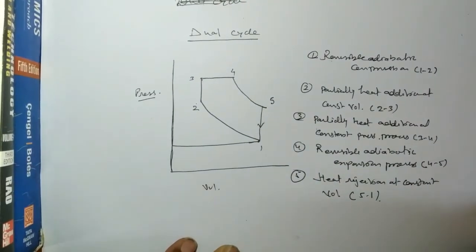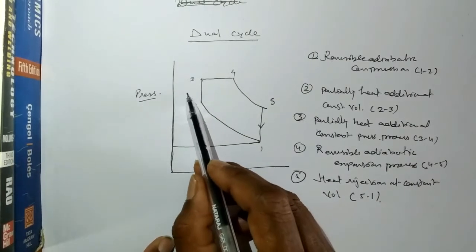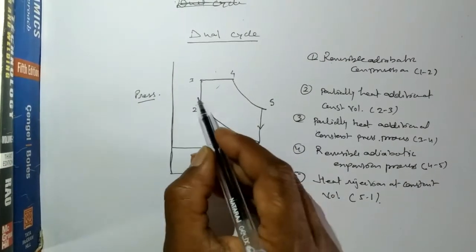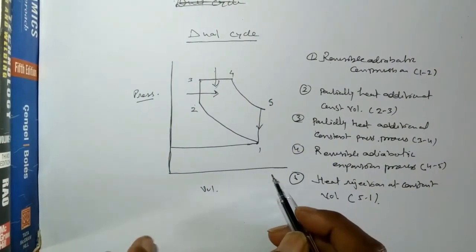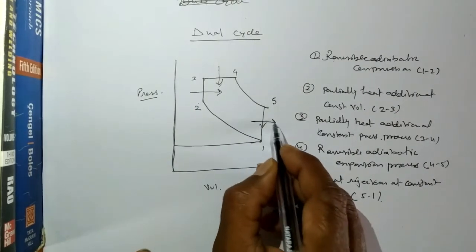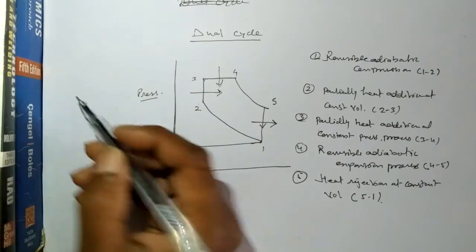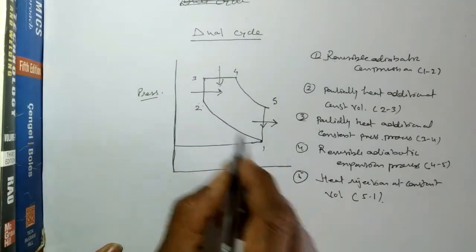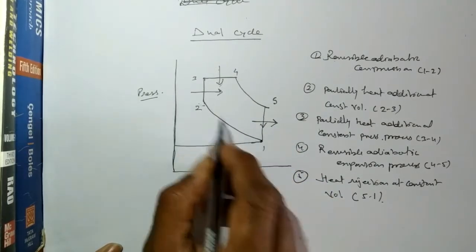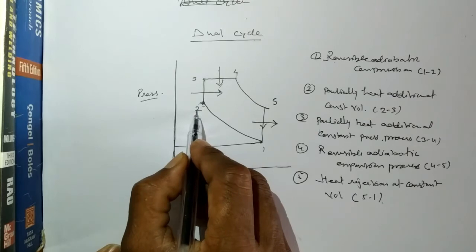So to estimate or calculate the efficiency of this cycle, we need to consider heat addition at both places. First is heat addition at constant volume and second is heat addition at constant pressure. And heat rejection takes place at constant volume only. As we know, the first process is reversible adiabatic, hence we can find the value of T2, P2 and V2 at point 2.